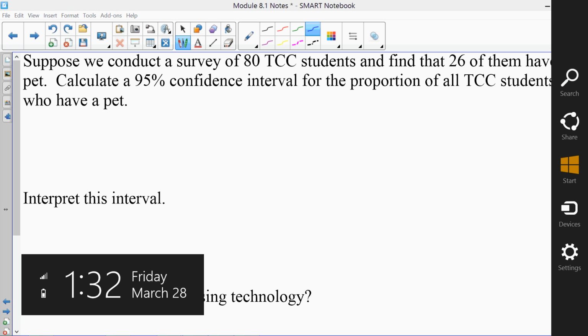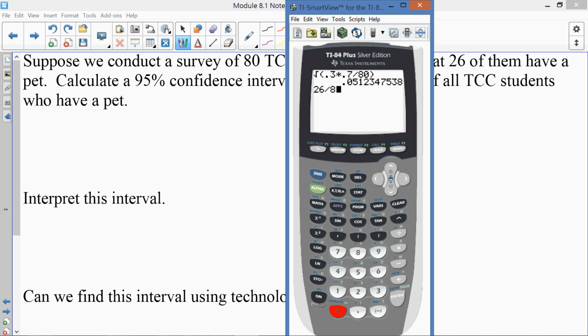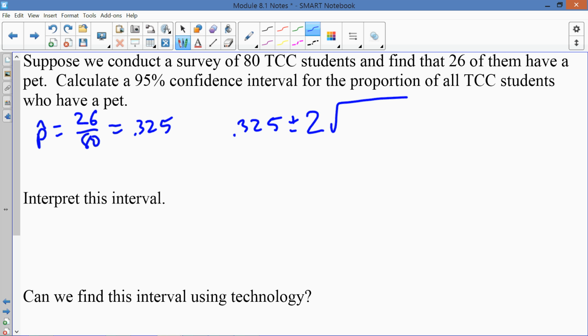So let's pull up my calculator. Let's calculate my sample proportion. My sample proportion was 26 out of 80, which is 32.5%. So p hat equals 26 divided by 80, which equals 0.325. To find my confidence interval, I'm going to take 0.325 and add and subtract 2 standard errors. So 2 times the square root of 0.325 times 1 minus 0.325 over my sample size of 80.